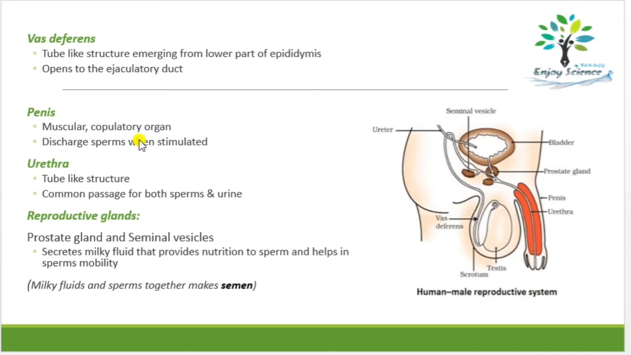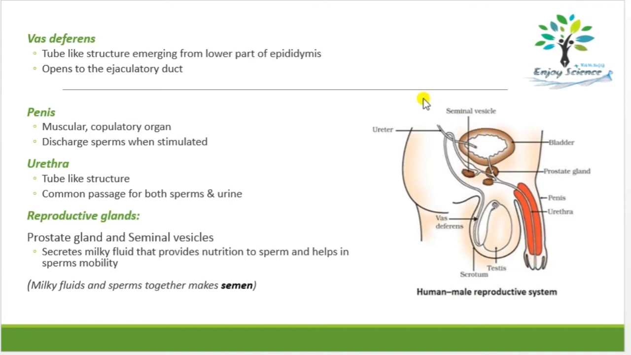Another organ is urethra. As I discussed before, it is connected with the vas deferens. You can see this is urethra, a tubular structure. One thing you have to remember is that urethra is a common passage for both sperms and urine. Sperms come out from the urethra, and urine also comes out from the urethra.